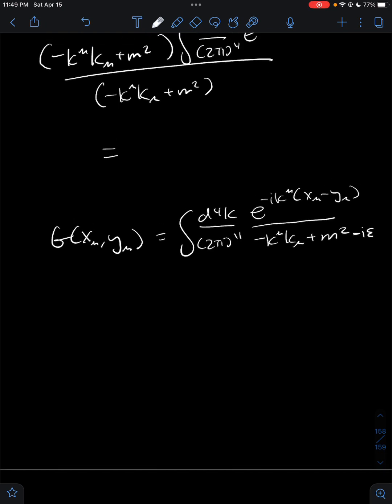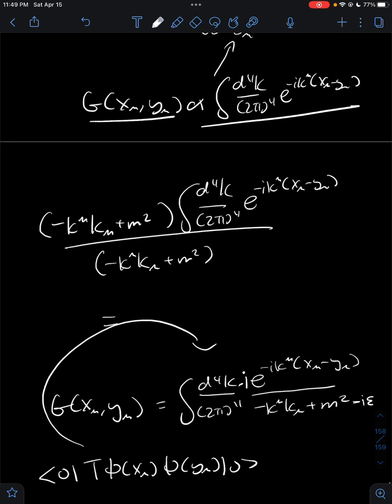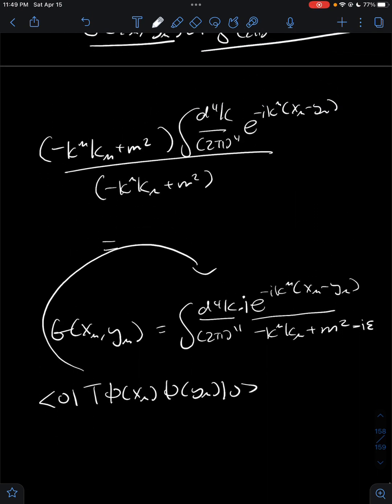And also, this looks very similar to the Feynman propagator for the scalar field, if you guys remember it from my video on virtual particles. In that video, we found out that the Feynman propagator, the thing that looked like this, was actually equal to this right over here, but we had, I think, a minus i in front. So this means that the Feynman propagator is, up to a factor of minus i, actually the Green's function of the Klein-Gordon equation.